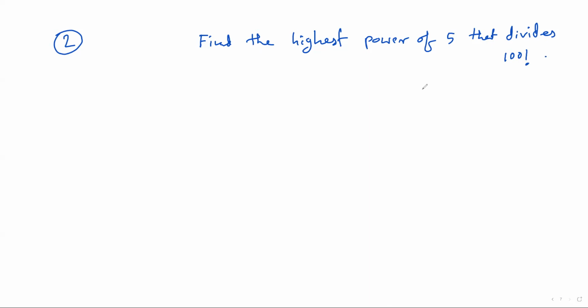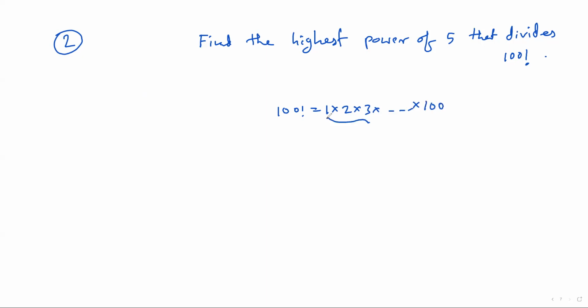This is a pretty common and interesting question. Those who are familiar with Mathematics Olympiad must have already solved problems like this a thousand times. What is 100 factorial? You are familiar with the factorial notation. This is 1 times 2 times 3 times up to 100.